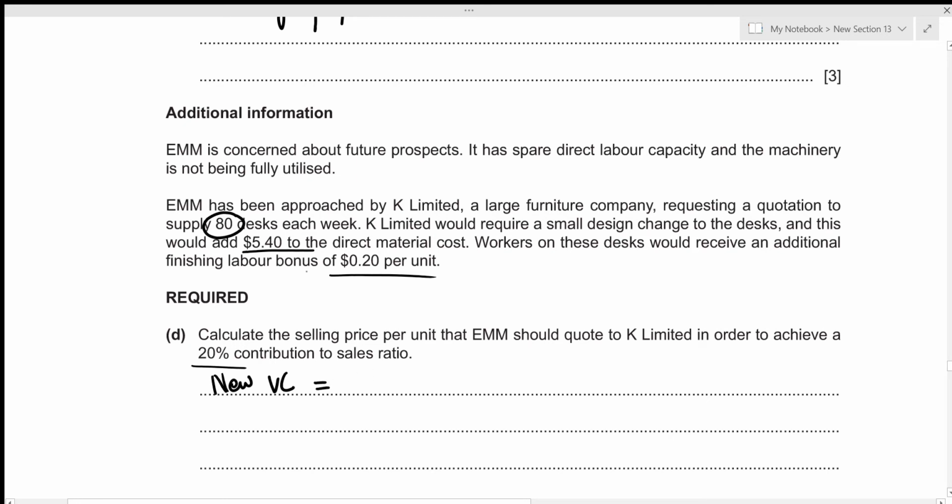We just need to add these two amounts, 5.40 and 0.20, to our existing variable cost in order to figure out the new variable cost. And we know that our existing variable cost was 36.80. So let's just add 5.40 and then 0.20. So this gives our variable cost to be 42.4.